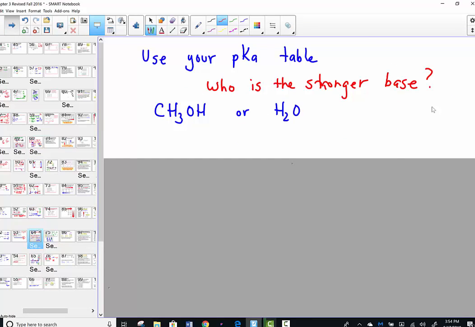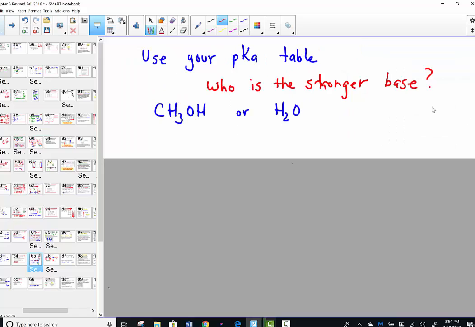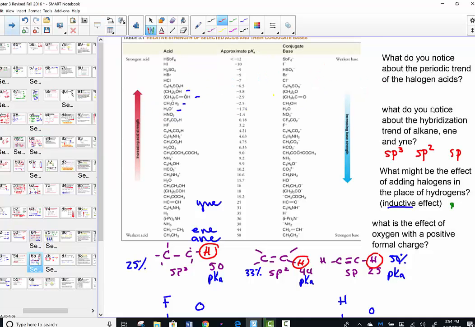Alrighty, so let's just try one out. I'm going to backtrack, my slide went a little too fast there. Use your pKa table to find methanol and water. And the question is, who is the stronger base? So when I think about finding the base, I'm going to go ahead one, and this is a snapshot of that table 3.1. Just keep skimming.